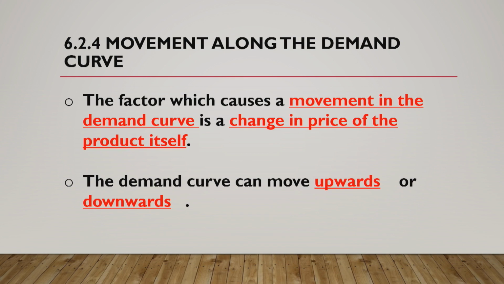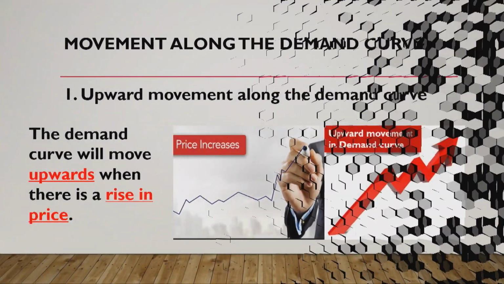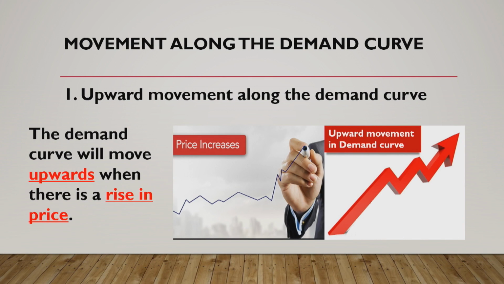Movement along the demand curve. The factor which causes a movement in the demand curve is a change in price of the product itself. The demand curve can move upwards or downwards. Upward movement along the demand curve. The demand curve will move upwards when there is a rise in price.